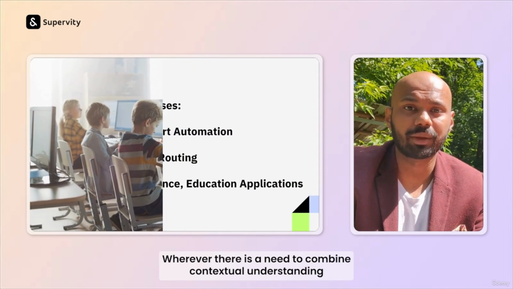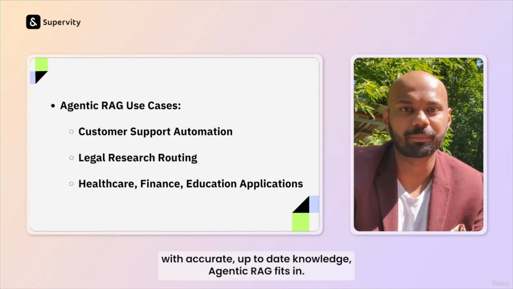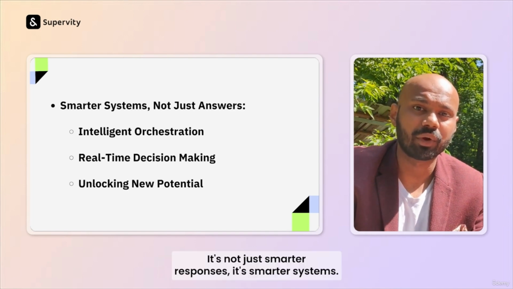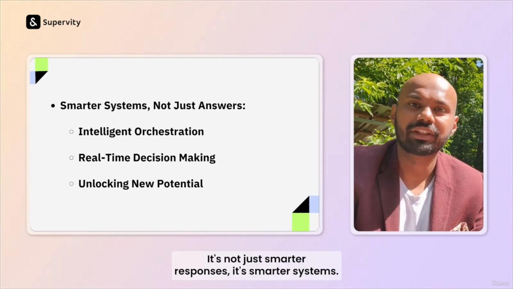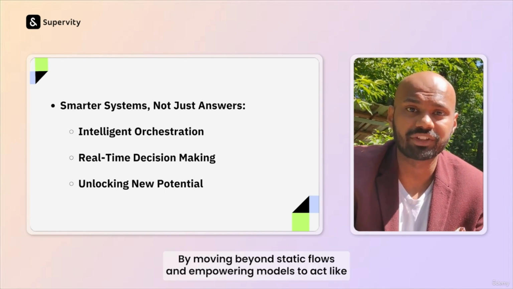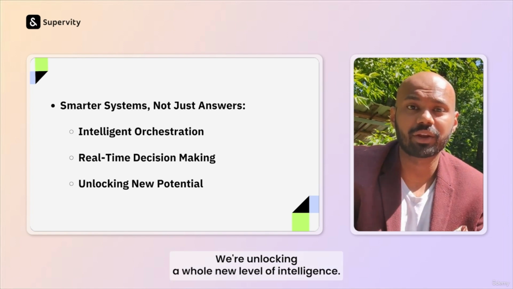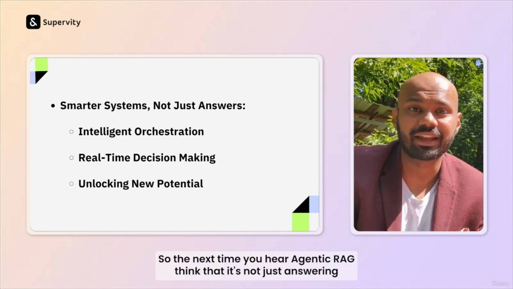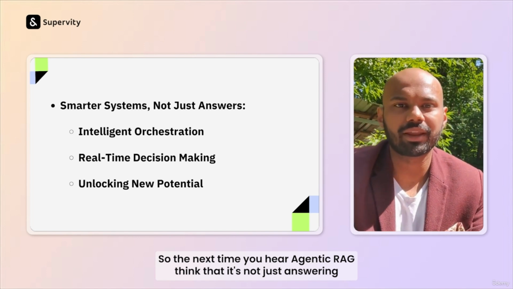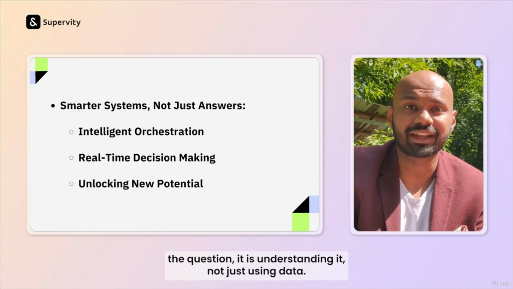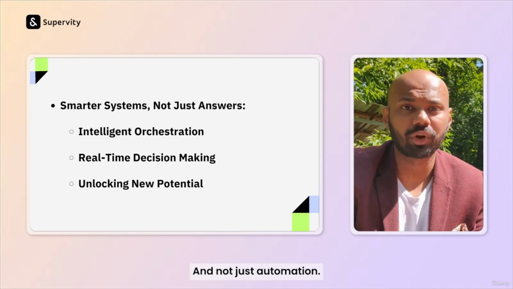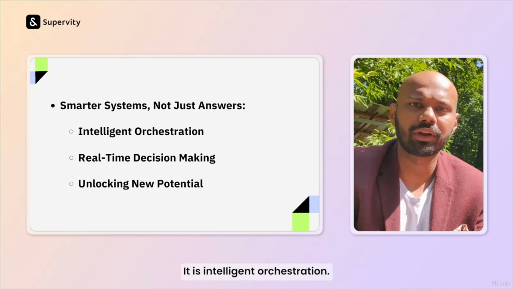Wherever there's a need to combine contextual understanding with accurate, up-to-date knowledge, Agentic RAG fits in. It's not just smarter responses, it's smarter systems. By moving beyond static flows and empowering models to act like decision makers, we're unlocking a whole new level of intelligence. So the next time you hear Agentic RAG, think that it's not just answering the question, it is understanding it. Not just using data, it's choosing the right data. And not just automation, it is intelligent orchestration.